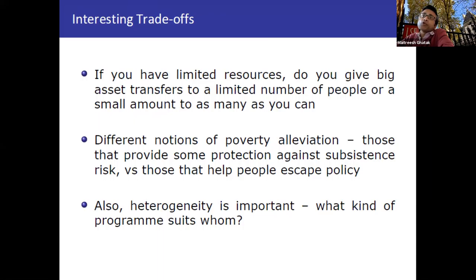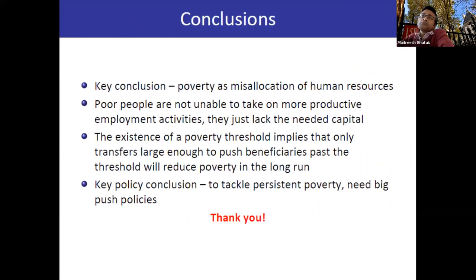Also, heterogeneity is important. What kind of program would suit what kind of individuals? This is a very particular program, and we, of course, have to think about external validity in terms of whether we want to apply it to other studies, and so on.